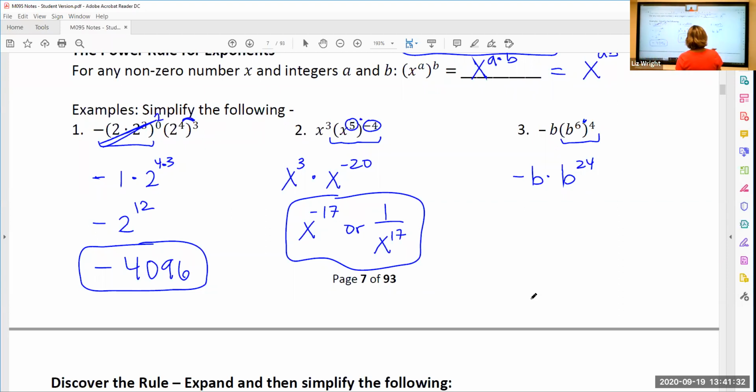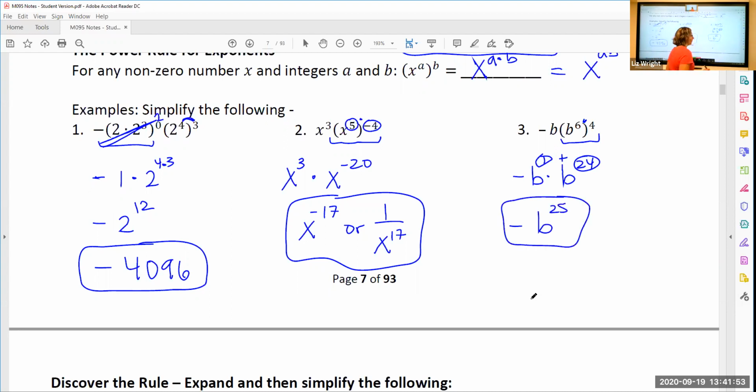So remember, what is the exponent on this b? It's 1. So pretend like that negative is not even there. Pretend like it doesn't even exist. And you're going to combine these exponents. And so we're just going to bring the negative down. It's our placeholder, right?